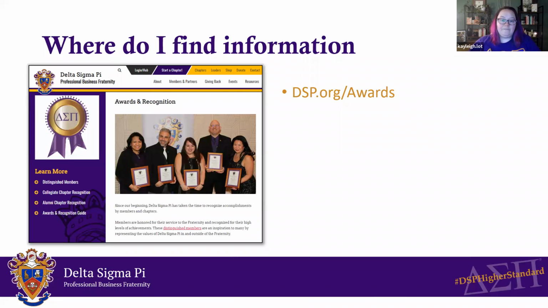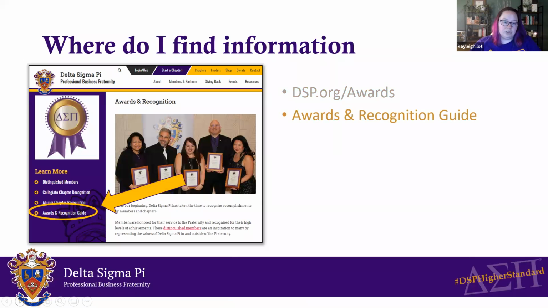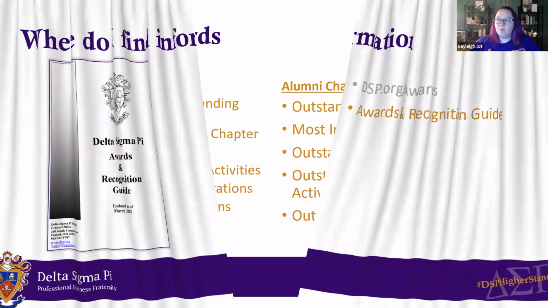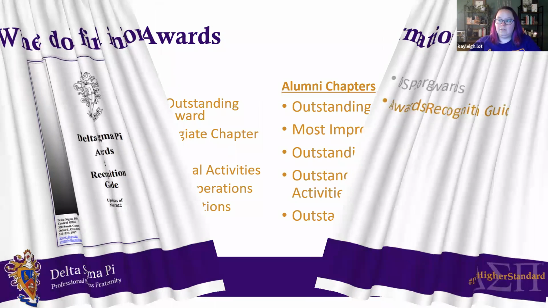So with that, where do I find information about awards? For anybody that hasn't already accessed this information, you're going to want to go to dsp.org/awards, and we're going to be looking for the awards and recognition guide, which you'll notice the link for in that left-hand panel. That's going to be your go-to information for everything about awards. It's downloadable, and it's going to have really everything in there about awards, recognitions, the details behind them, when they're due, all the information around qualifications and all of that.